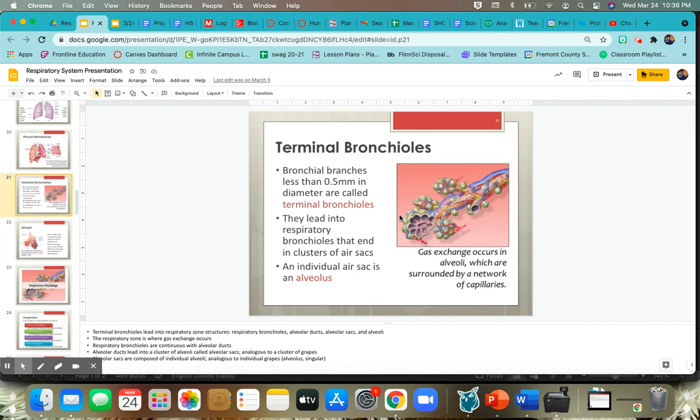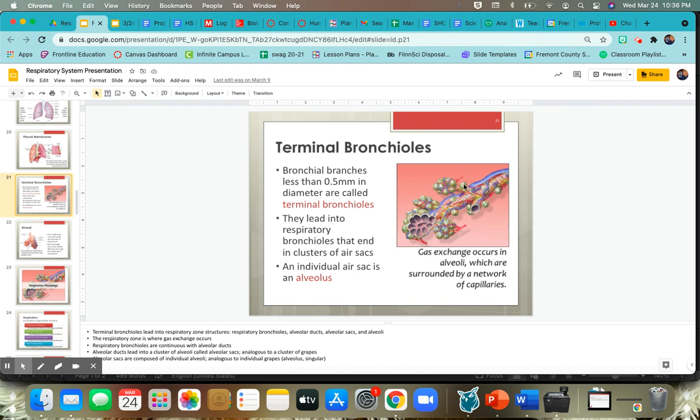And then we talked about how the bronchi branch and branch and branch, and they get really, really tiny. The very end bronchioles are really small, less than half of a millimeter in diameter. Those at the very end are called terminal bronchioles. They lead into respiratory bronchioles, and they end in clusters of air sacs.